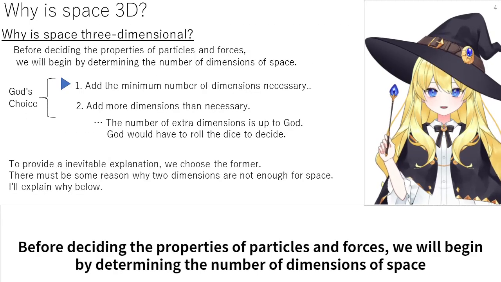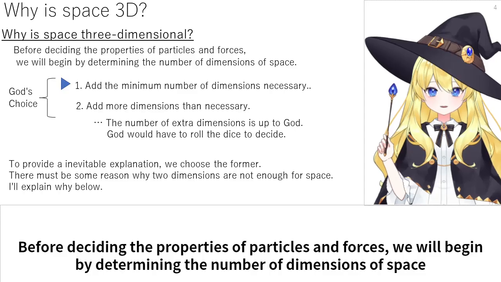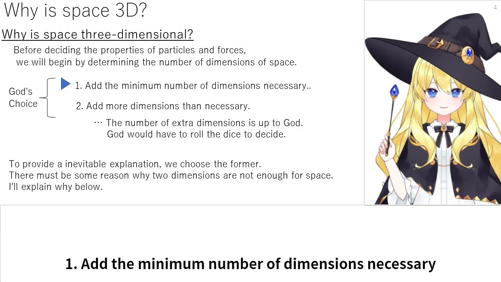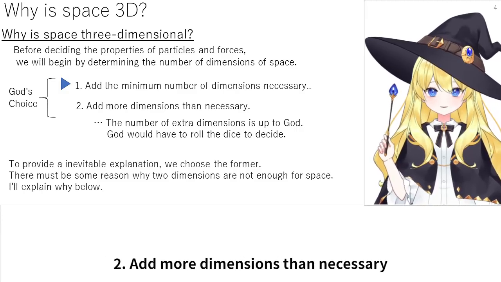Before deciding the properties of particles and forces, we will begin by determining the number of dimensions of space. First, let's think about why space is three-dimensional. God has two options. 1. Add the minimum number of dimensions necessary. 2. Add more dimensions than necessary.